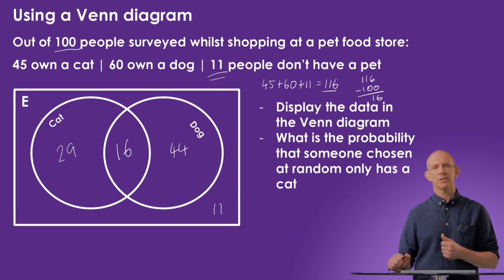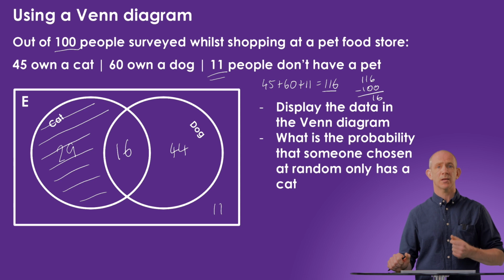We're asked the probability of choosing someone that only has a cat, or the probability of cat. As there are 29 people with just a cat, we can say the probability is 29 over 100.